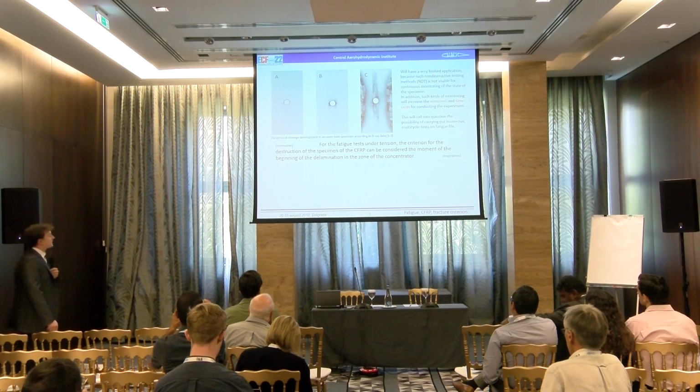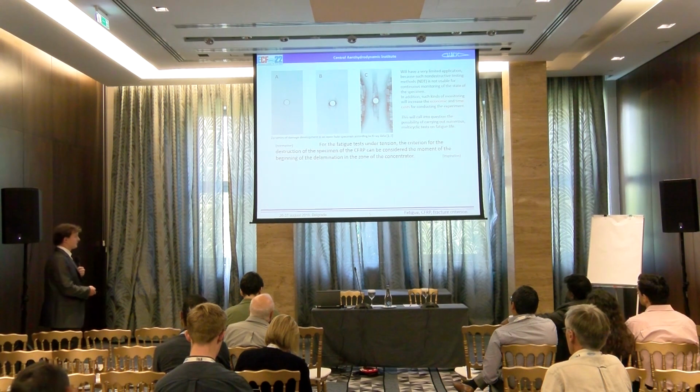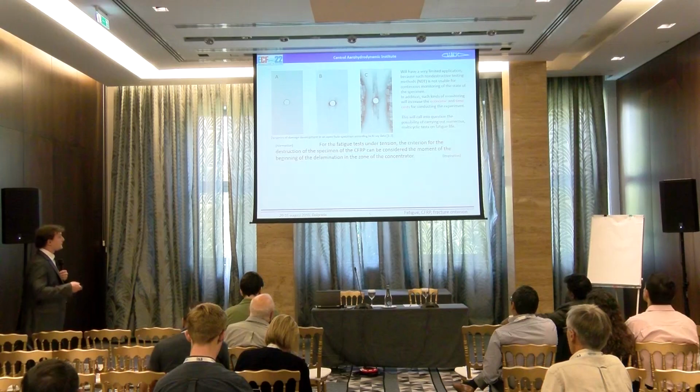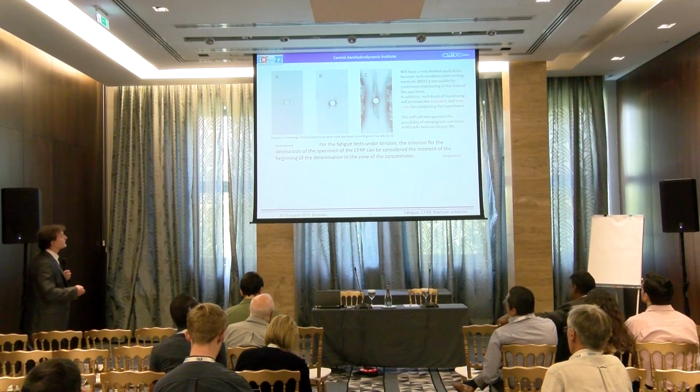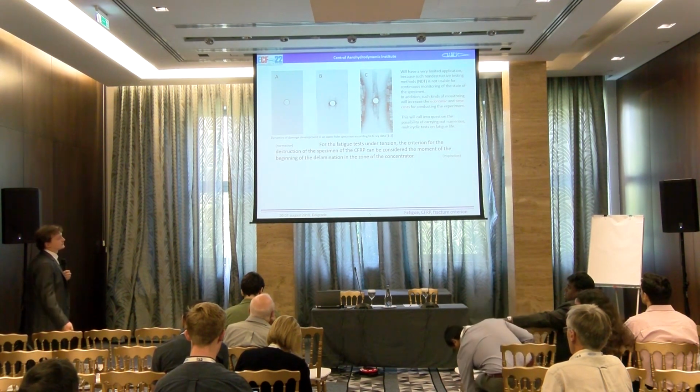Normative documentation and aviation rules say that delamination should not appear in aviation construction, and that's why for the fatigue test under tension we propose that the criterion for the destruction of a CFRP specimen can be considered the moment of the beginning of delamination in the zone of the stress concentrator.